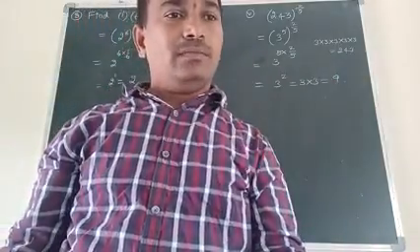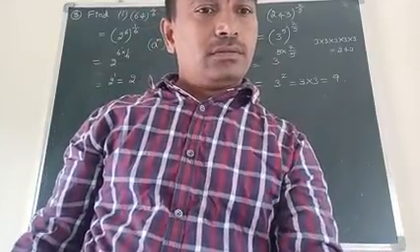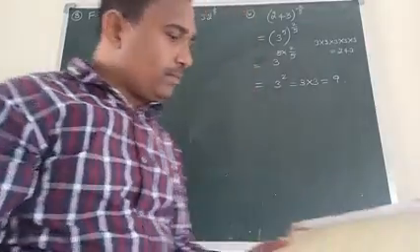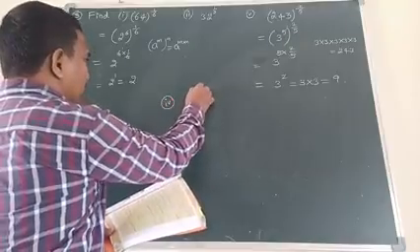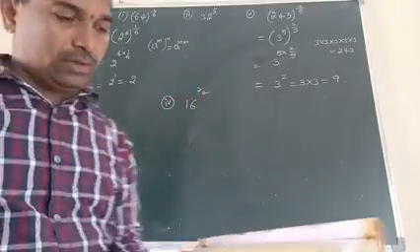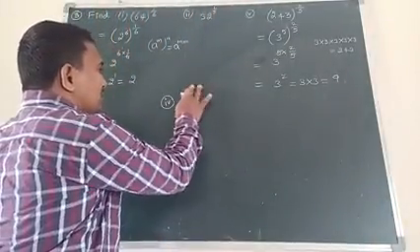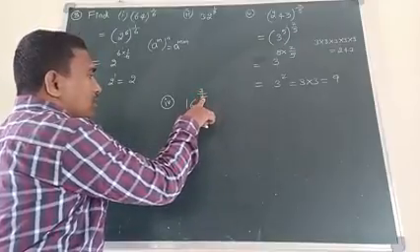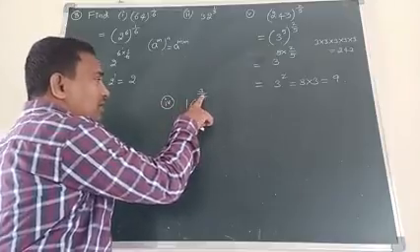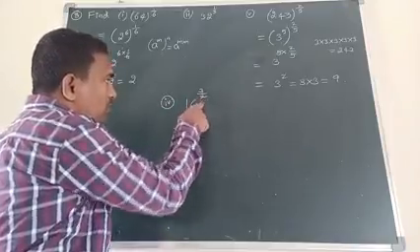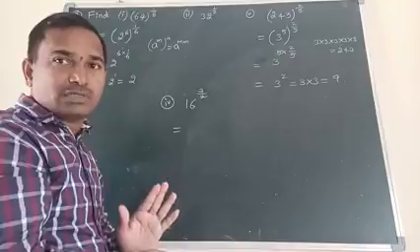Now let us see another problem. 16 power 3 by 2. How can you solve this? So here you have to see this denominator. This is the square root. So here 2. You have to think which number if you multiply 2 times you can get 16? 4. 4 4s are 16.